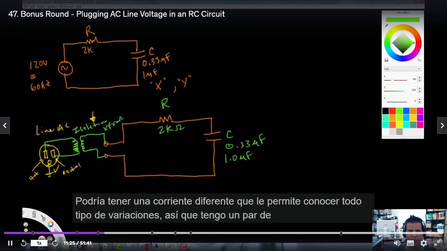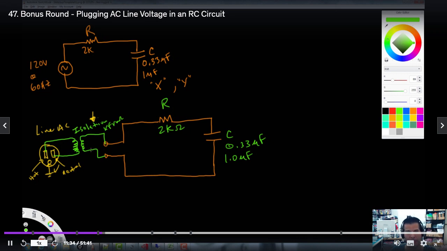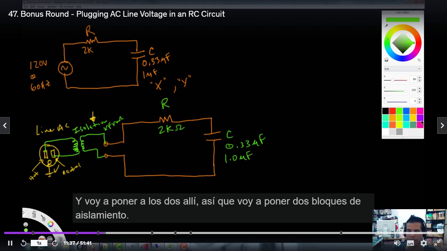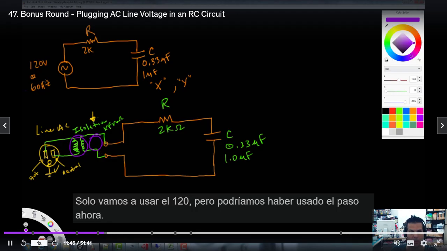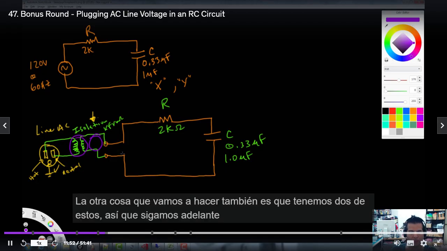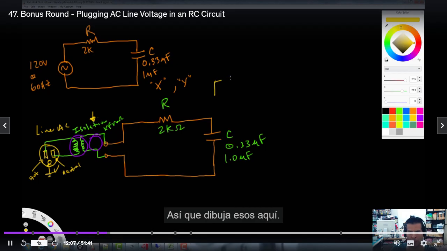I have a couple of different products over here. One is a 1-to-1 isolation transformer, and then one is a 1-to-1 and a step up. I'm going to put them both in there, so I'm actually going to put 2 blocks of isolation. I'm going to have one isolation transformer, then another one, which is step up and step down. We're just going to use the 120 out of it, but we could have used the step up. So this would be very safe. Now we're isolated. The other thing we're going to do is use a bunch of meters, so we'll draw those here.